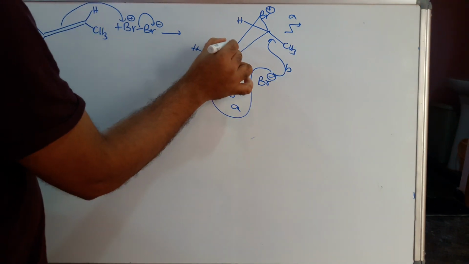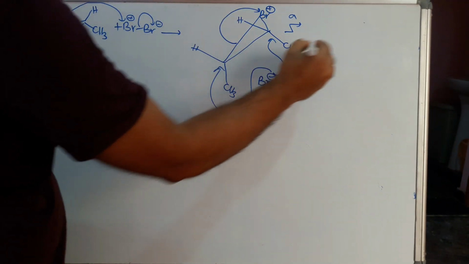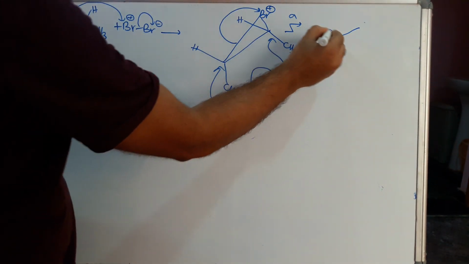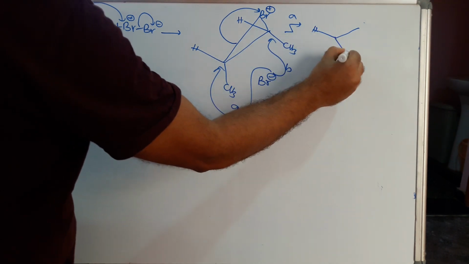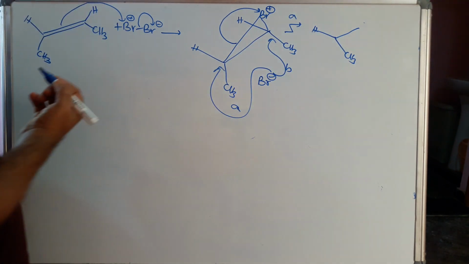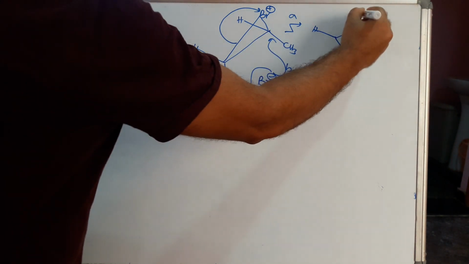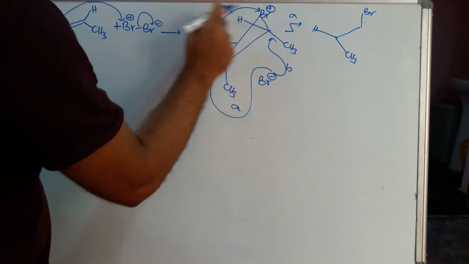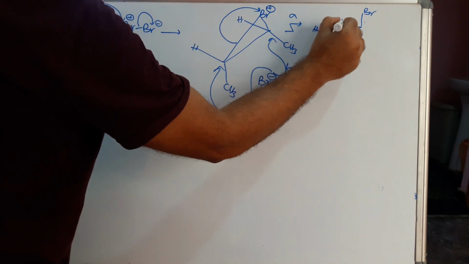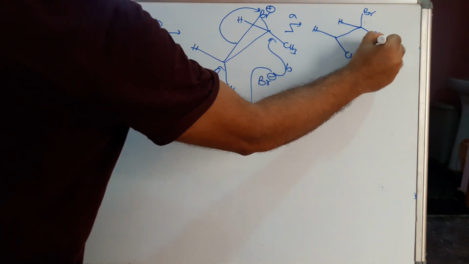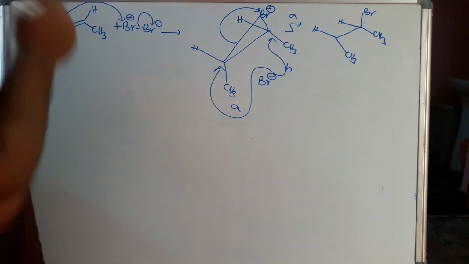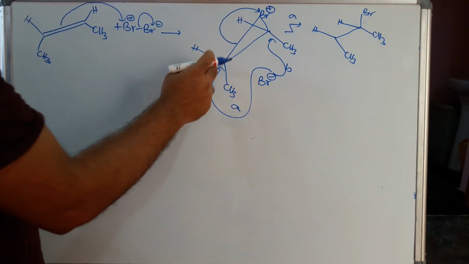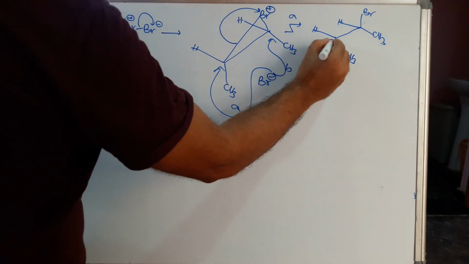When this bond breaks, then already we have this inclined line. This is a hydrogen, this is a CH3. Then this bromine will be like this. Already hydrogen is there, that is hydrogen. This is CH3. Next, this bromine will attack this one.